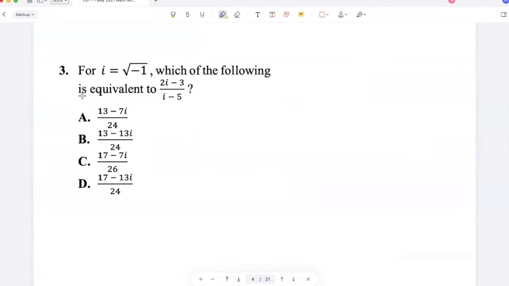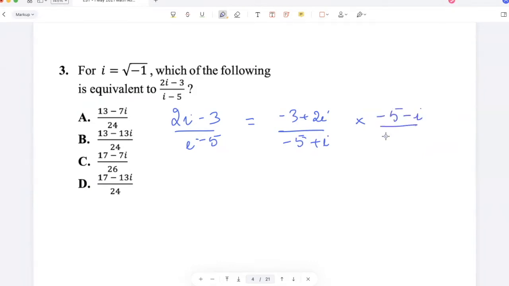For i equal to square root of negative 1, what is the equivalent of this? 2i minus 3 by i minus 5. Okay, so I'll just write it in the proper form. Minus 3 plus 2i divided by minus 5 plus i. And then multiply the numerator and denominator with the complement of the denominator. Minus 5 minus i.